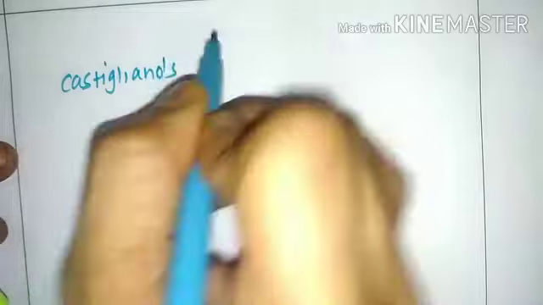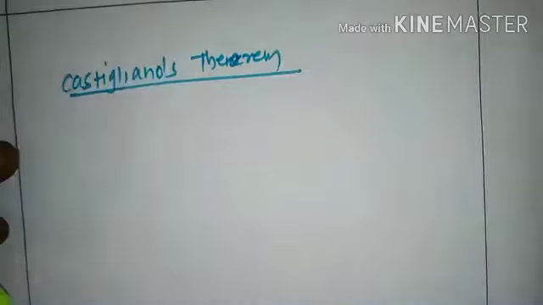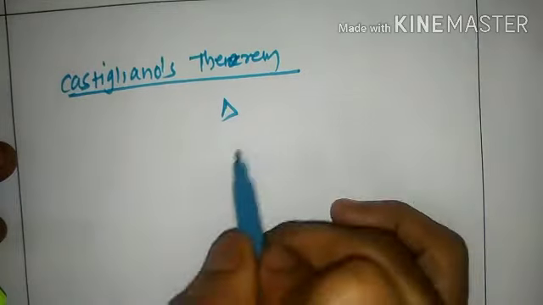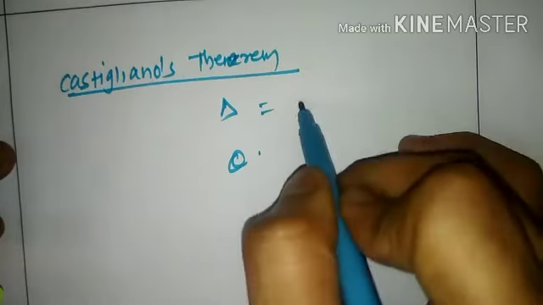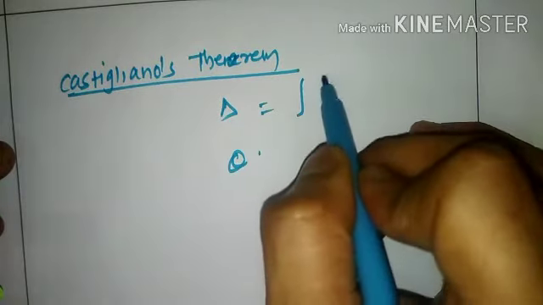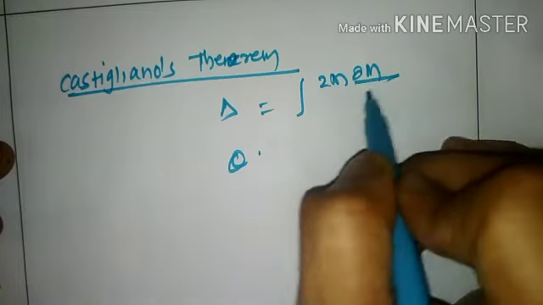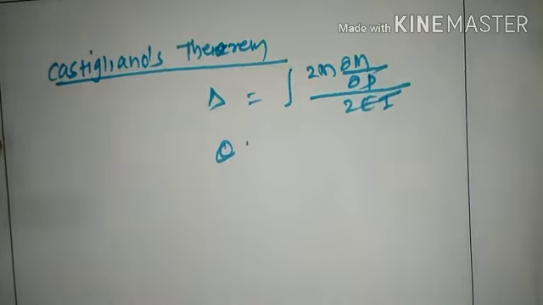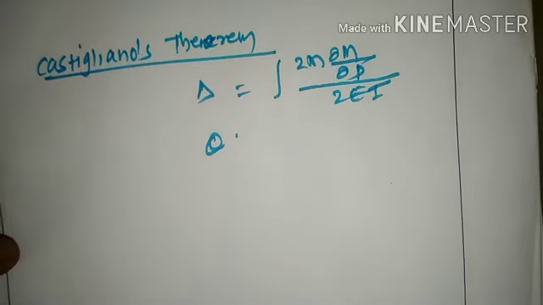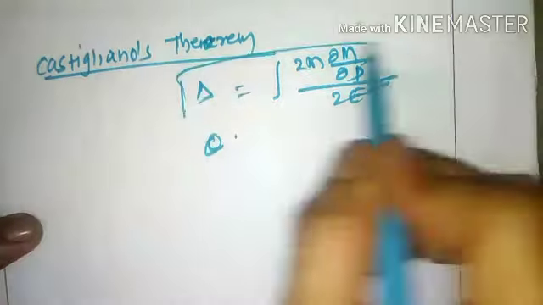There are two theorems related to Castigliano's. The first theorem is to find out the deflection, and the next theorem is to find out the slope at any point. To find out deflection, Castigliano's theorem says that the partial differentiation of strain energy with respect to load will give the deflection at any point. Please do remember, the partial differentiation of strain energy with respect to load will give the deflection at that particular concentrated point.